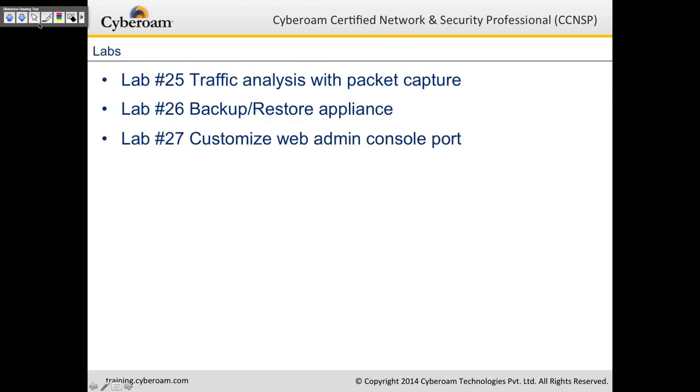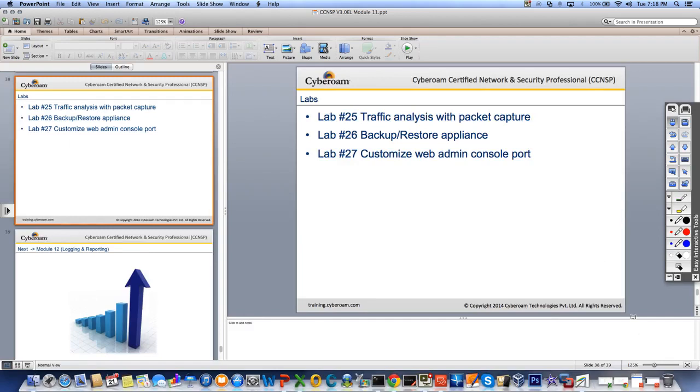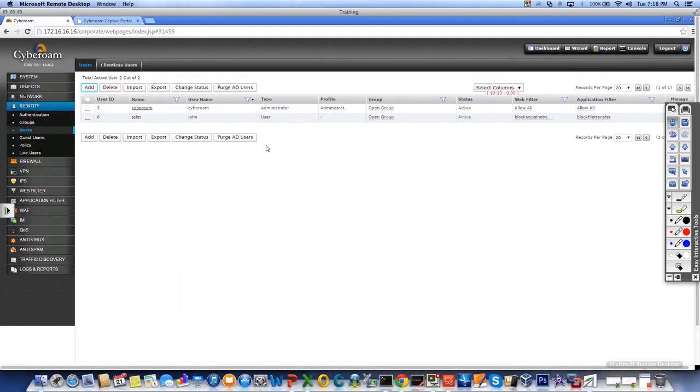So let's do the labs. We've got lab 25, 26 and 27. The first lab which we'll be doing is a traffic analysis with packet capture. Let's start with the first lab, which will be using the GUI based tool. Let me just do RDP to my lab infrastructure and start the labs. Let me remote into my lab infrastructure.